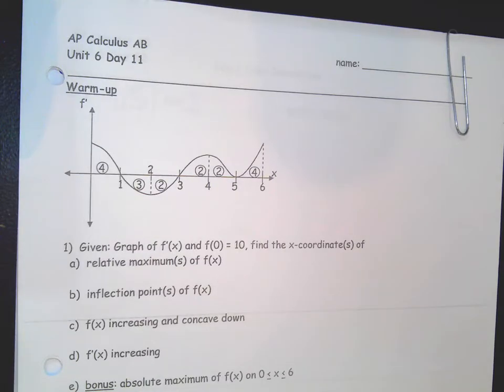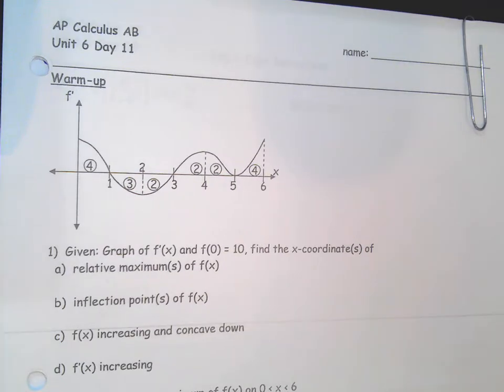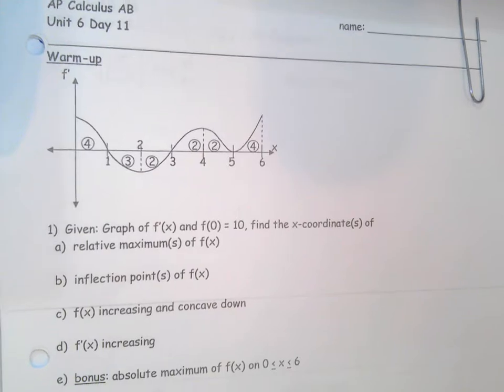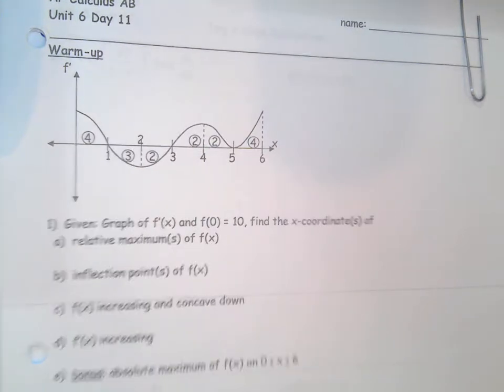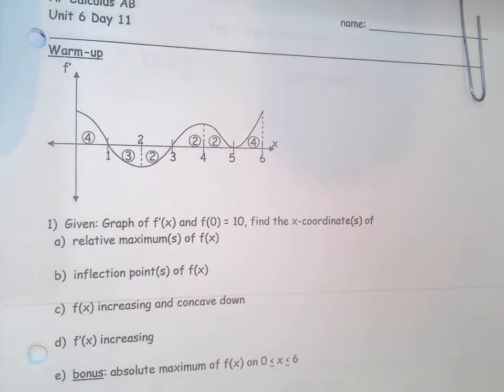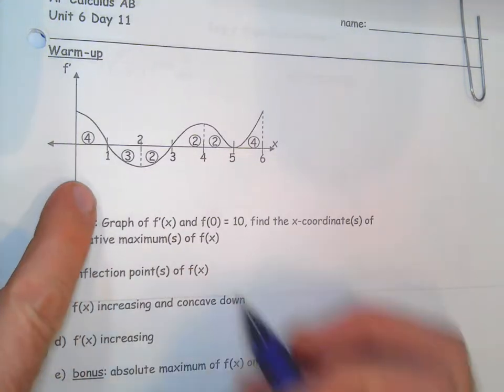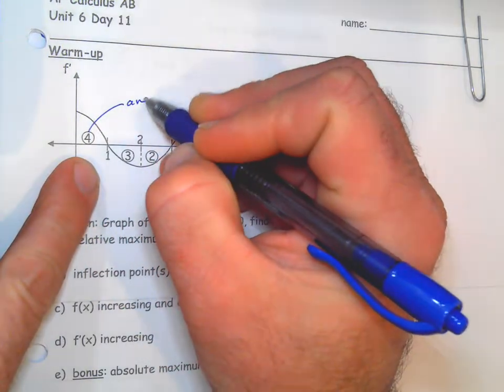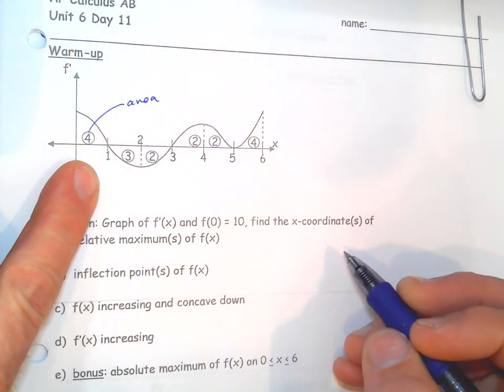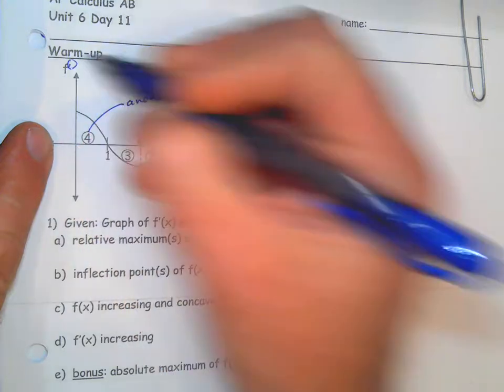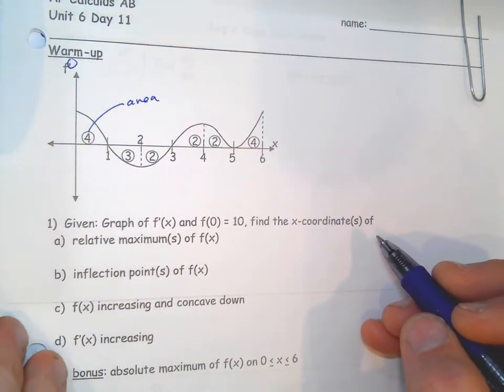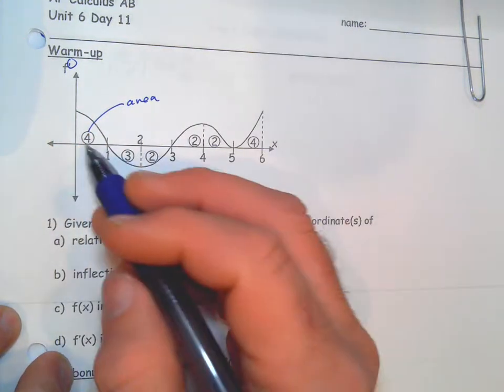AP Calculus AB, Unit 6 Day 11, warm up. Try these problems: pause the video, try them, and then unpause it and check how you did. Just before you get started, these little numbers represent the area of these regions, and just to emphasize, you've been given the graph of f prime. Okay, so these are the areas in these regions.